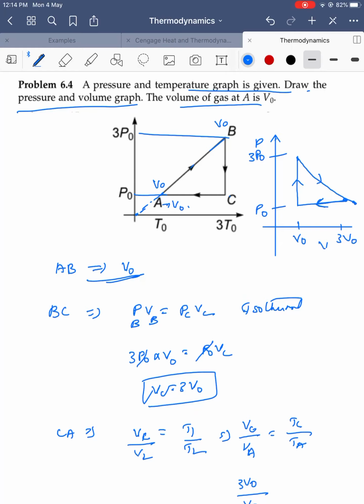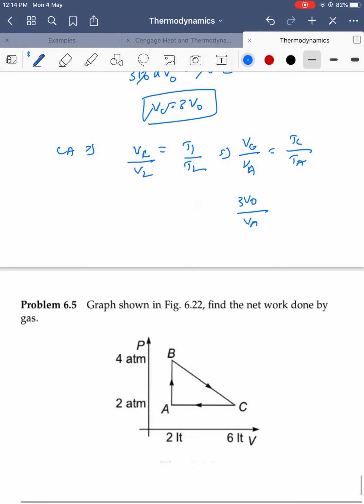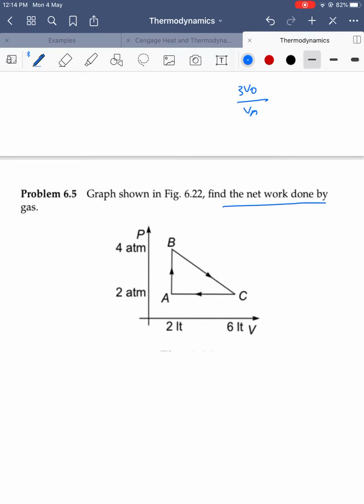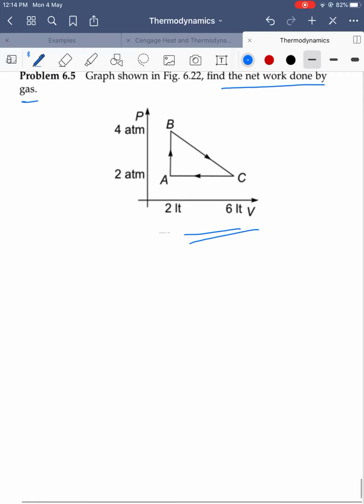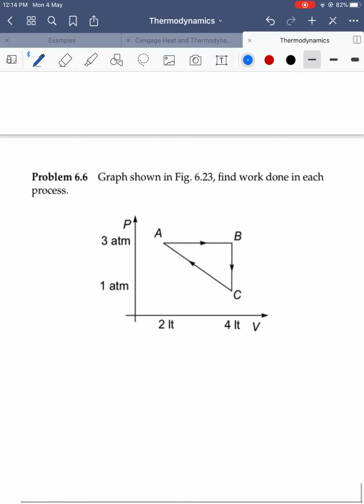You can get the area under the curve, that will be nothing but the work done. So you can find the net work done from the graph. Try to solve this problem, and try to solve this one also. I am giving some time. You have to calculate the work done in each process.